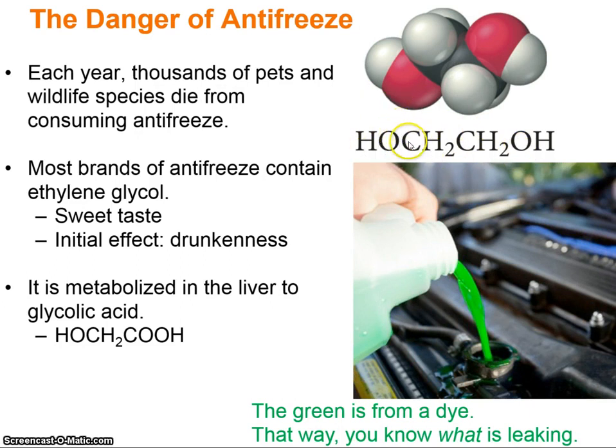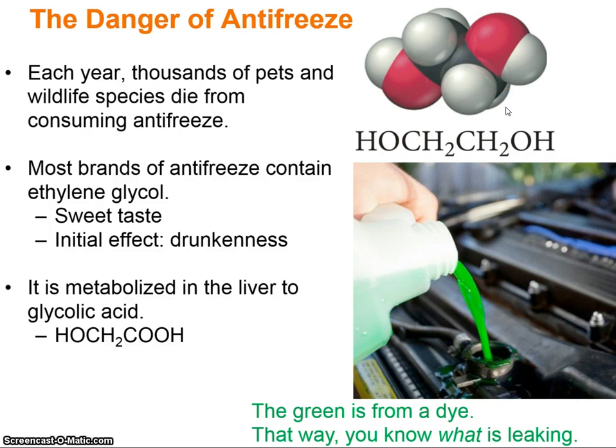Chop one of these off, and I just have CH2, I would have CH3, CH2OH. That would be ethanol, right? So ethylene, it's got 2 carbons in it, and the glycol means it's got 2 hydroxides on either end. The initial effect is drunkenness, because you just chop off one of these OHs, and it's going to look like ethanol. It does taste very sweet because I've tasted it.